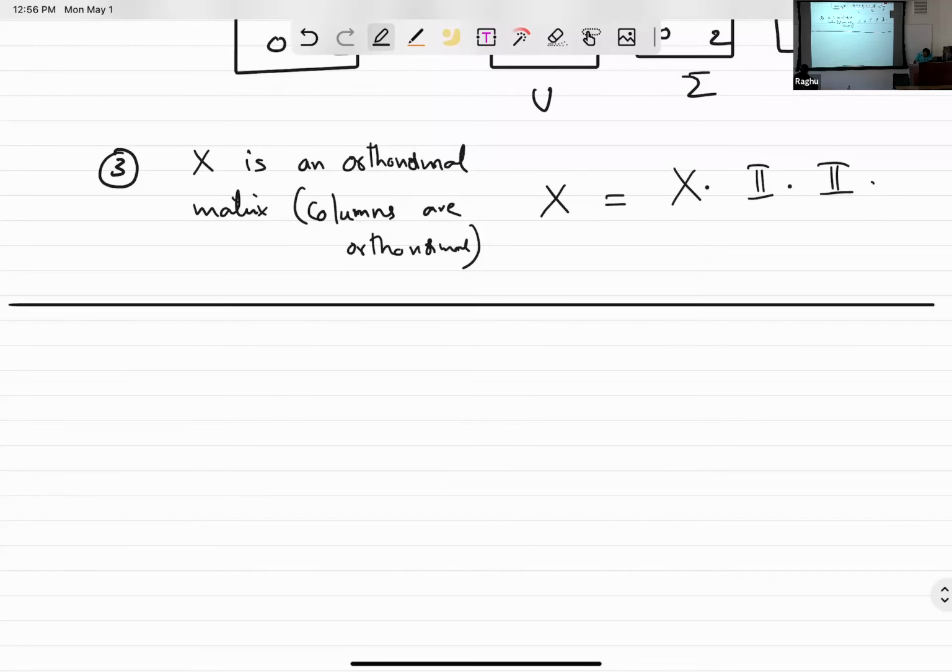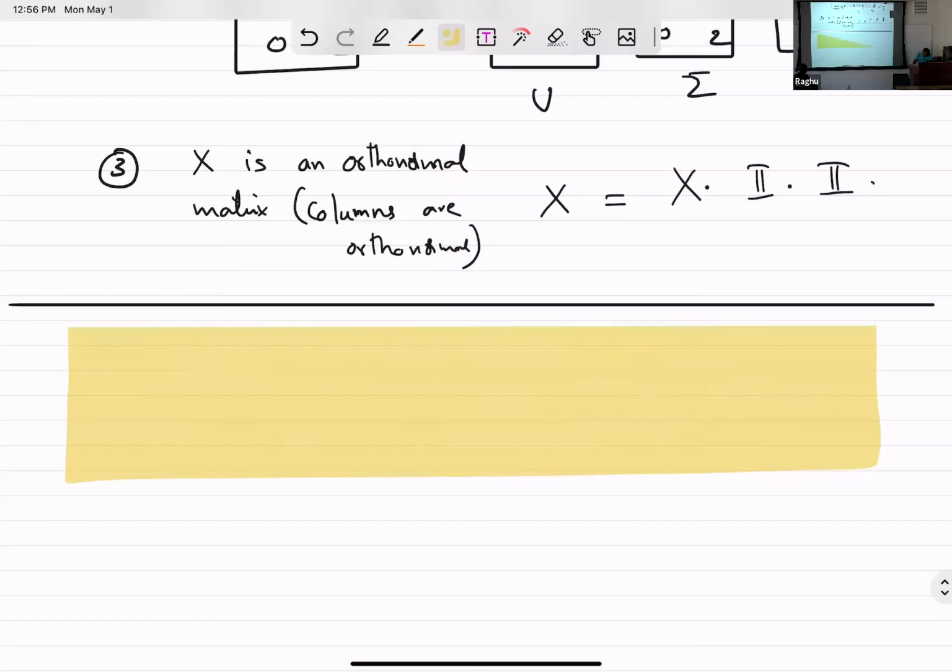Why are we talking about singular value decomposition? Well, here's the magic. We keep getting lucky once in a while in computer science. And there are two magical properties.